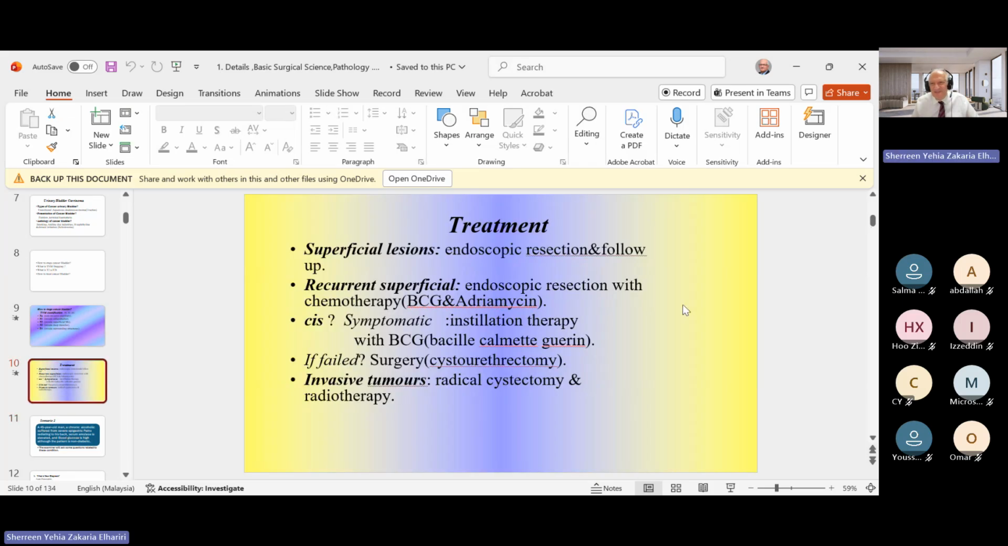Thank you, doctors. We have another scenario. Any question about renal cell carcinoma or urinary bladder cancer? Anyone have a question? Okay, so we go to the second topic.